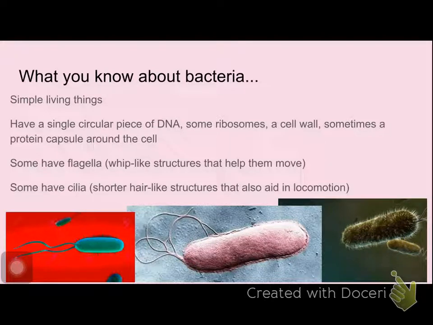what do we know about bacteria? I'll read it, then I'll shut up. What you know about bacteria. They are simple living things, emphasis on the simple. They have a single circular piece of DNA, some ribosomes, a cell wall, and sometimes there's a protein capsule around the cell. Some have flagella. Those are whip-like structures that help them move. They look like a long tail. Some have cilia. Those are shorter, hair-like structures that also aid in locomotion. Locomotion is movement, how you move.